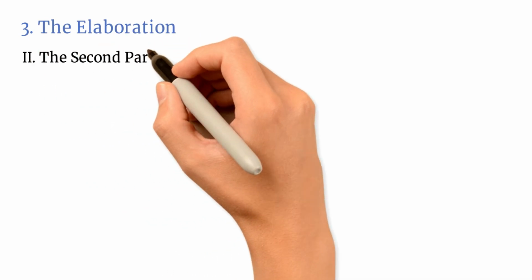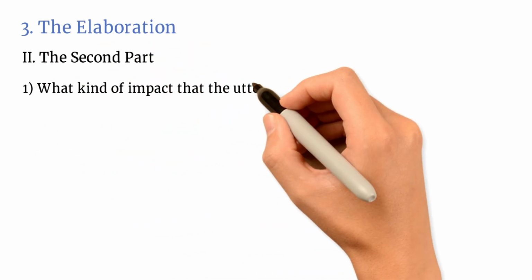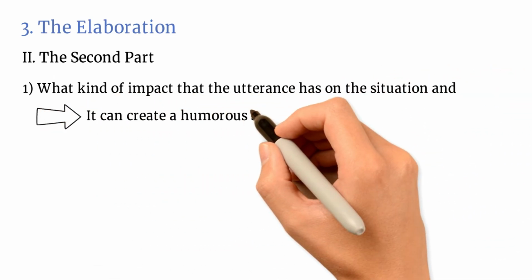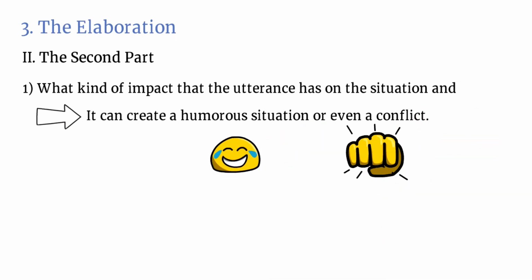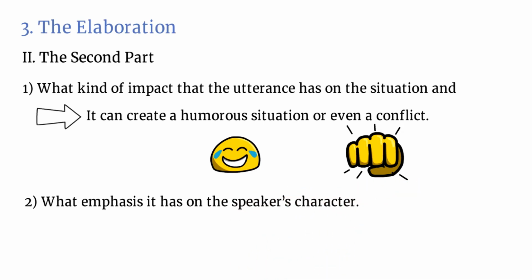The second part of the elaboration should talk about what kind of impact the utterance has on the situation. It can, for example, create a humorous situation or even conflict. The utterance that we analyze can also convey an emphasis on the speaker's character. Let's take a look at the example.